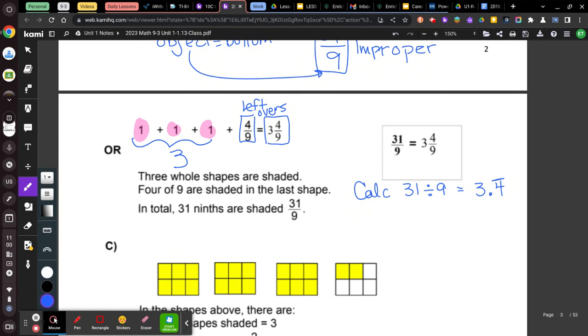Everybody should get that. Ooh, that's not appropriate.